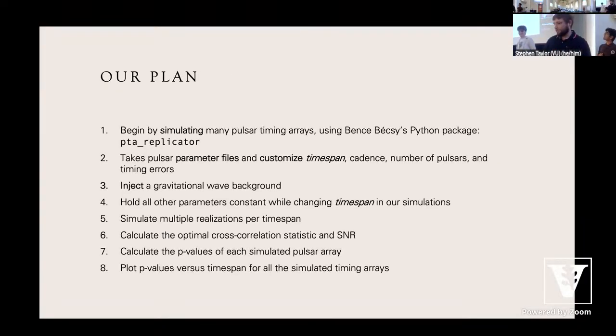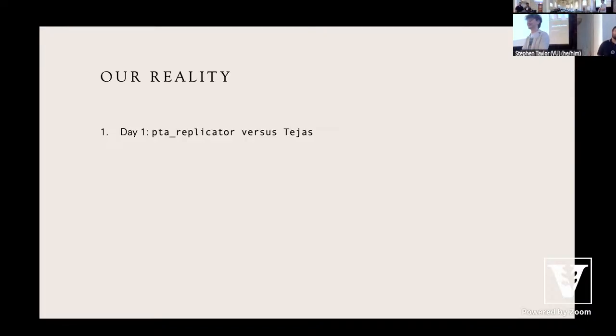So, I want to talk about our reality. First day, we got zero work done. We didn't do anything on the first day. We spent the entire day watching PTA replicator versus Tejas' laptop. I think it took 4 hours for him to get the software installed and working for some reason. I don't know. I'm never using UV again outside of the summer school.